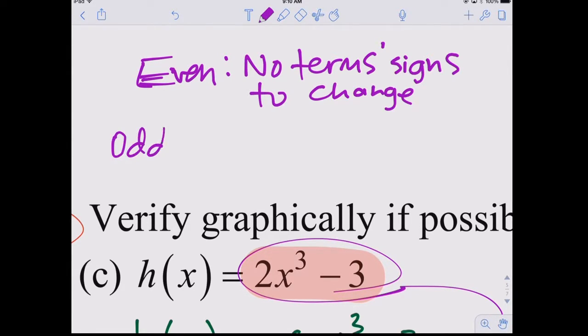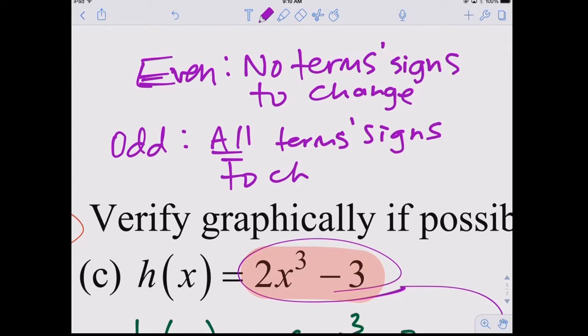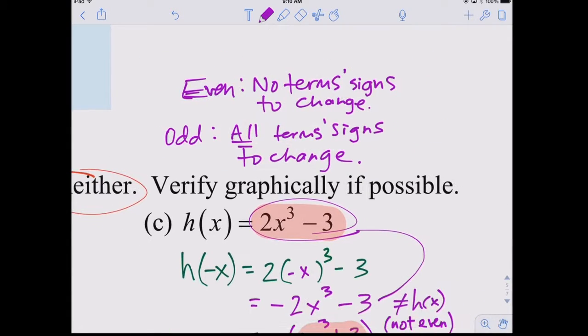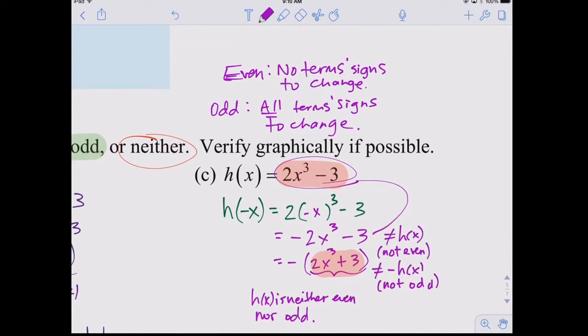If it's an odd function, you want all the terms' signs to change. So that's a quick way to do it without actually going through the actual argument. Now, I will expect you on a quiz to go through the formal argument, but in the future, we're going to be using symmetry to help us think about what the function looks like. And we can determine that very quickly. So let's go back through A, B, C and just use this criteria now and see if it works.